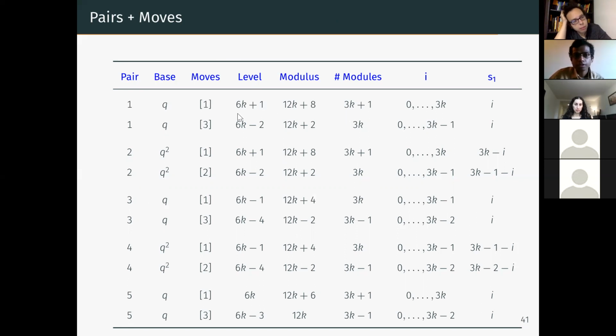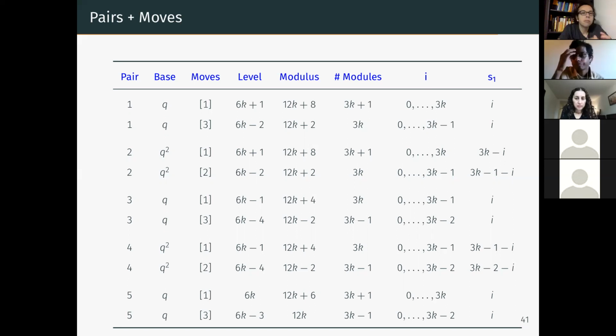So if you look at level 6k plus 1, remember I told you there are 6 families of levels based on the level modulo 6. So 6k plus 1 level, it's going to be explained by pair 1. And if you remember, there are roughly half as many modules at a level. So roughly there are 3k plus 1 modules at this level. And as I said, I is going to enumerate the modules for you. So the I is going to go from 0 to 3k in this case, for example. So you get 3k plus 1 modules.